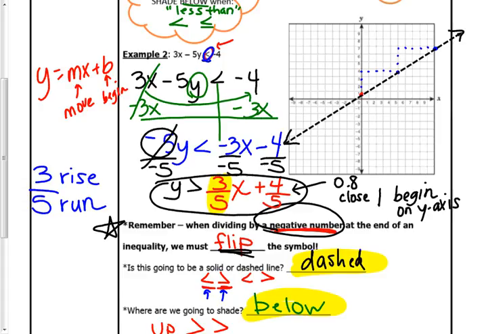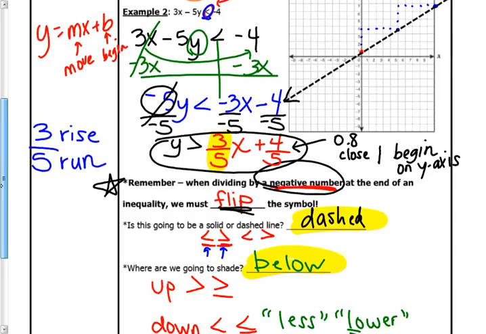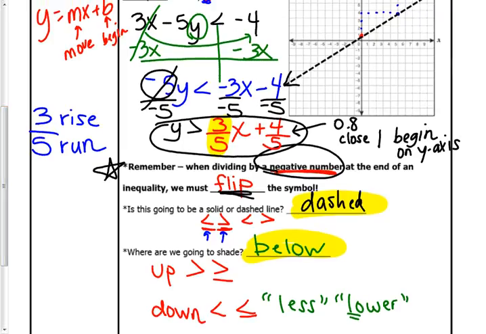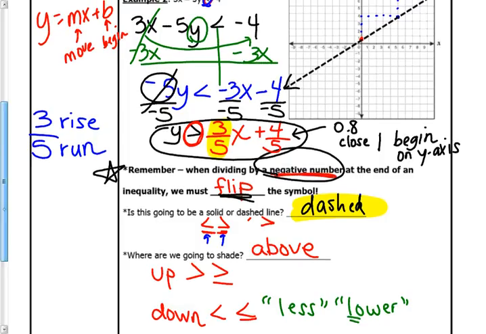So I did the dash, and I also now want to shade below, right? We said below because this was less than. Now, actually, we got to be careful. This is no longer below. Remember what happened here? Because we did the division, and we divided by this negative, remember when we flipped our symbol? So we're actually not shading below, we're shading above. Okay? So we're going to shade above.